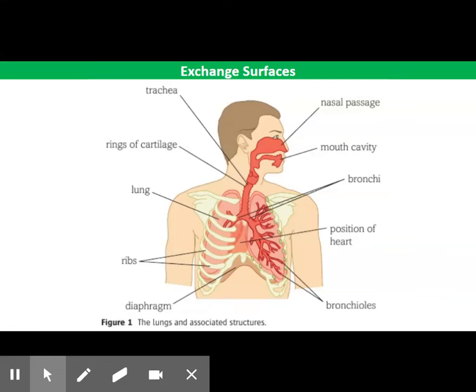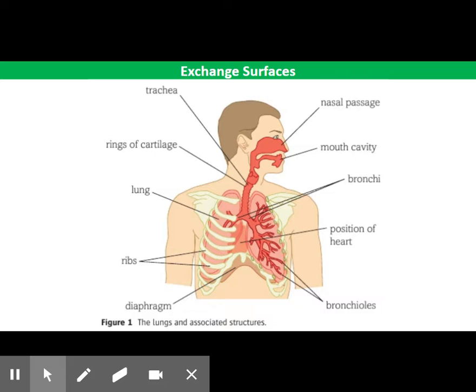This video is about the respiratory system in humans. Now, the diagram in front of you is of the lungs and the associated structures. You need to be able to label a diagram such as this, and each of these different structures should be familiar to you now. Now, air enters the body through the nose or the mouth.